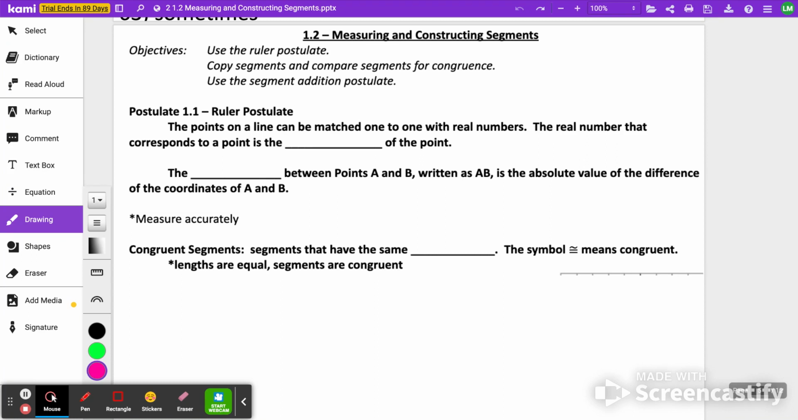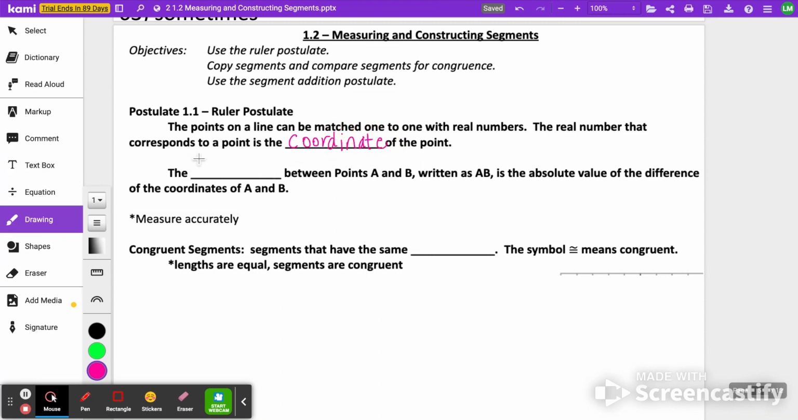First thing we want to cover is some basic vocabulary terms. So we're going to start with this. Postulate 1.1 is the ruler postulate. The points on a line can be matched one-to-one with real numbers. The real number that corresponds to a point is the coordinate of that point.